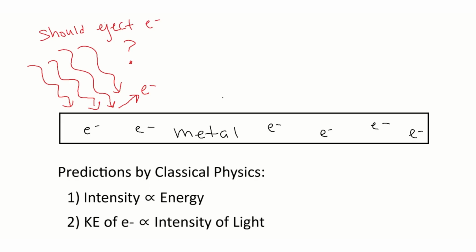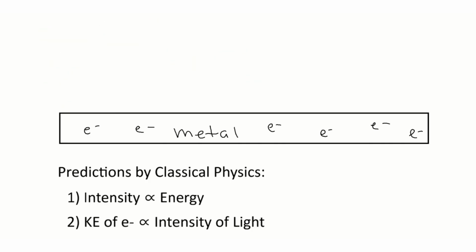Their second prediction was that the kinetic energy of the electrons would be proportional to the intensity of the light. In other words, brighter lights should eject electrons with greater kinetic energy, or higher speeds. But experiments showed that this wasn't the case. Shining even the brightest red light on a certain metal ejected no electrons, no matter how intense the light was, or how long it was shined on.